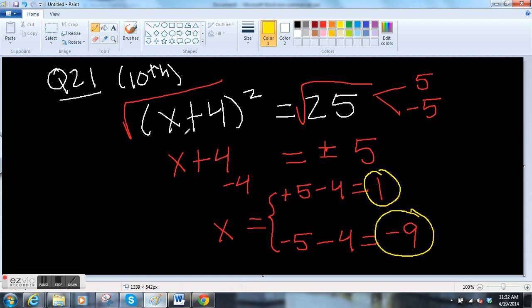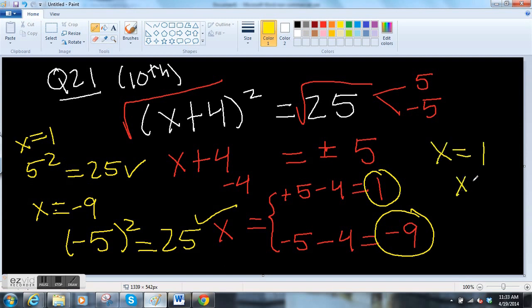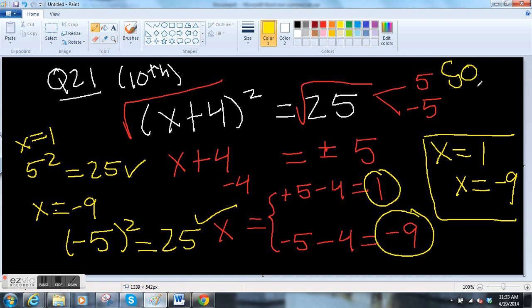And we can put these in to check, right? If you put 1 in there, you get 5 squared. That equals 25. Check. And if you let x equal negative 9, you get negative 9 plus 4 is negative 5 squared, which is also equal to 25. Huzzah! We got it. So our two solutions here are x equals 1 and x equals negative 9.